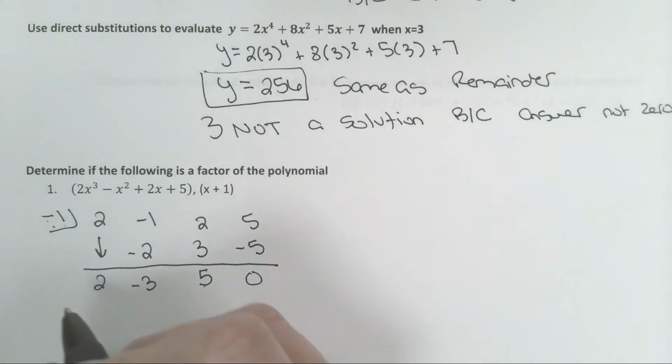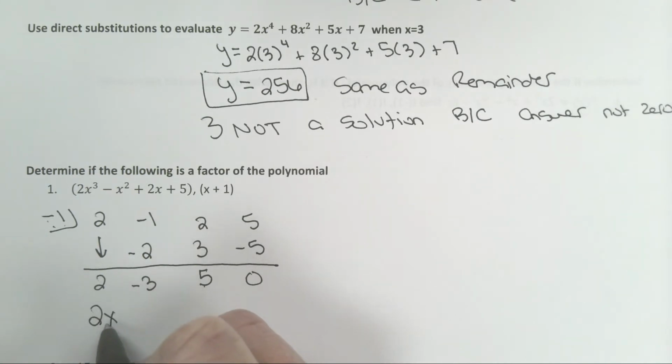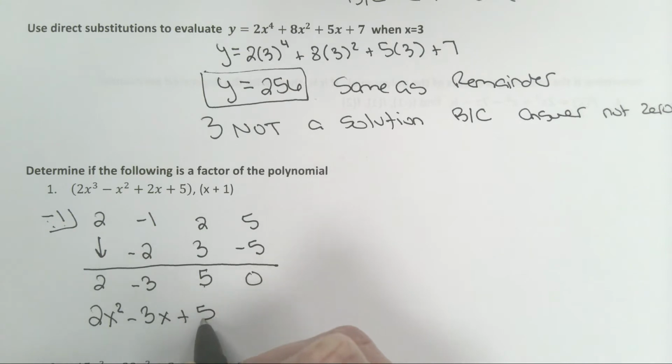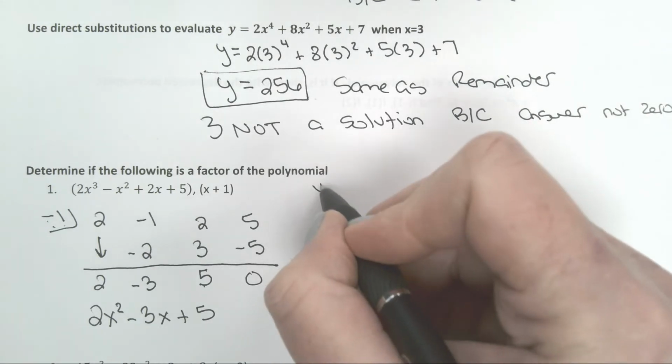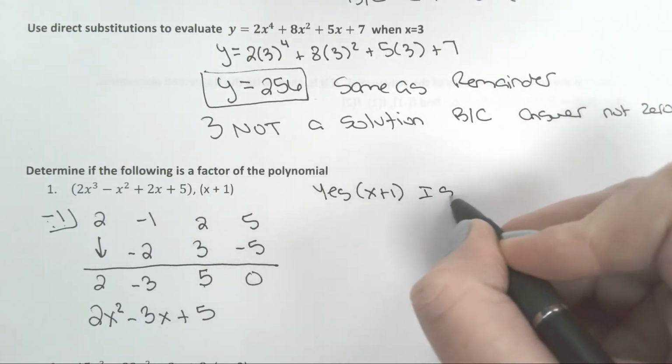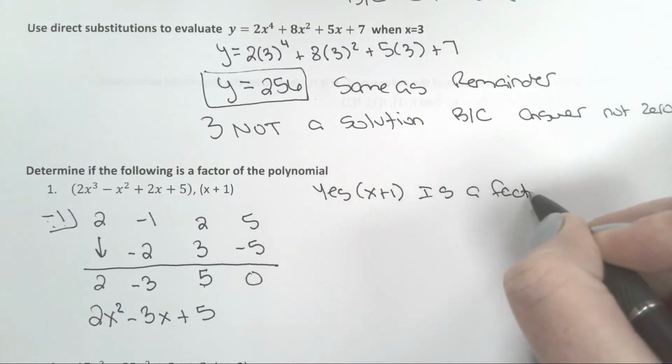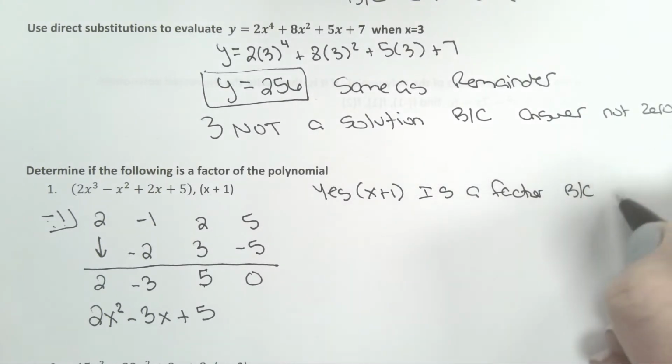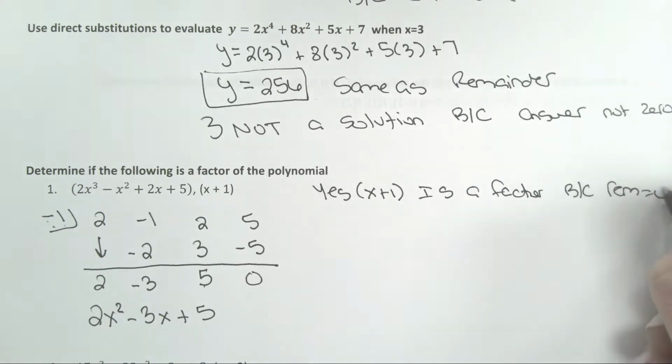We're going to go ahead and put our other variables back in. 2x squared minus 3x plus 5. So determine if this is a factor of a polynomial. Yes, x plus 1 is a factor because my remainder is 0.